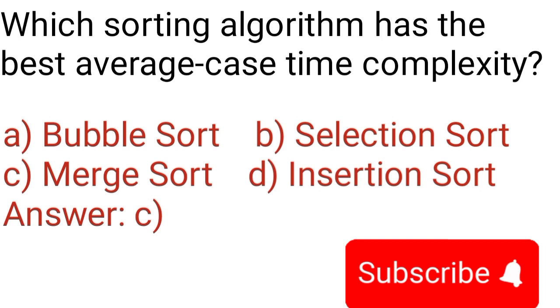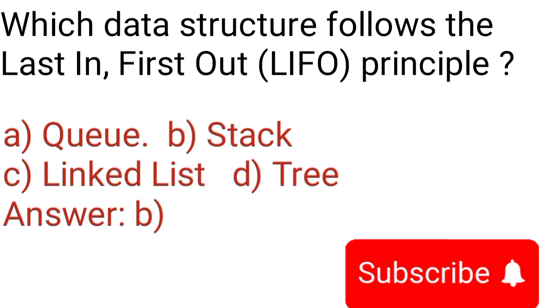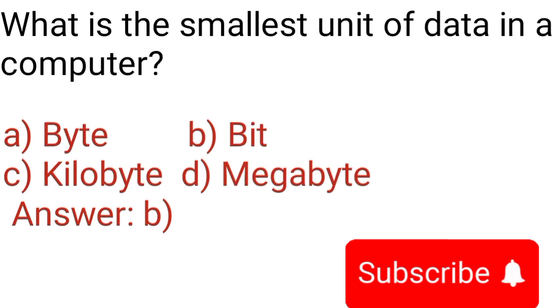Which sorting algorithm has the best average case time complexity? Merge sort, bubble sort, selection sort, insertion sort; merge sort has the best average case time complexity. Which data structure follows the last in first out, LIFO, principle? Stack follows the last in first out principle.